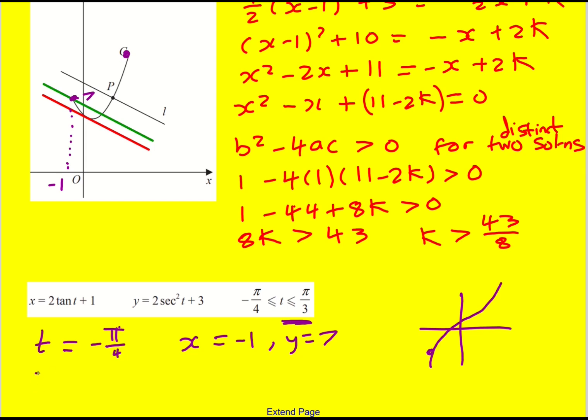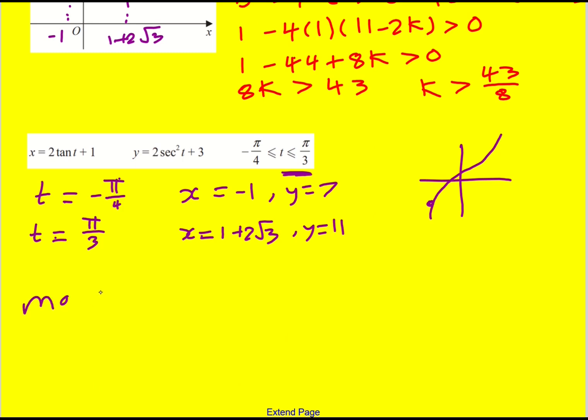I did find the other one while I was at it. t is equal to pi over 3 gives x equal to 1 plus 2 root 3 and y equal to 11. So we've actually worked out the domain in terms of x of the Cartesian equation would be minus 1 to 1 plus 2 root 3. And actually, I haven't found the range because you'd have to find a turning point. Anyway, we're not interested in that. But what I'm interested in then is that green line that passes through minus 1, 7.